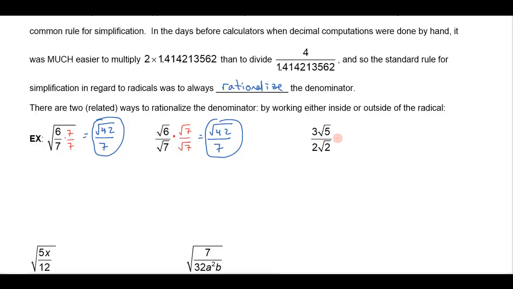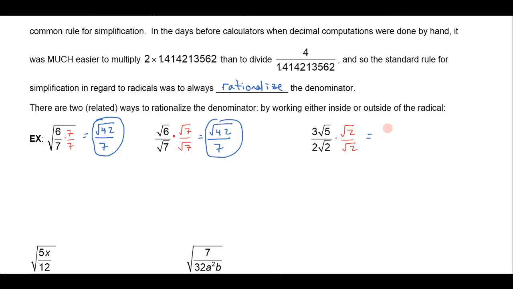All right, so for this example, if I have 3 square roots of 5 over 2 square roots of 2, I could just multiply by what I need to make the radical go away. Notice I don't have to multiply by this 2. It's just going to hang out there. Let's just multiply by the square root of 2 over the square root of 2.